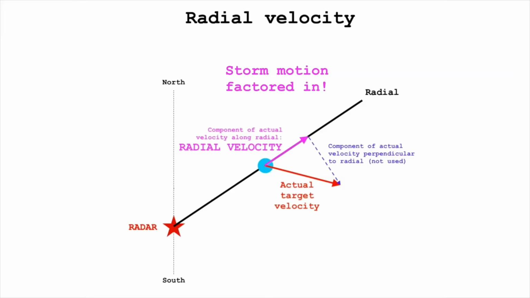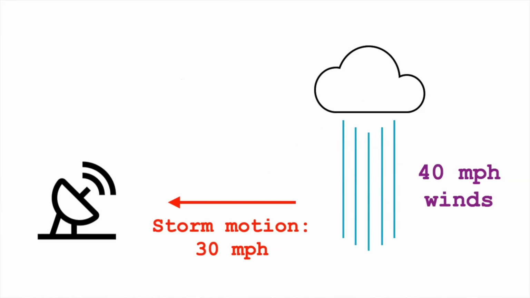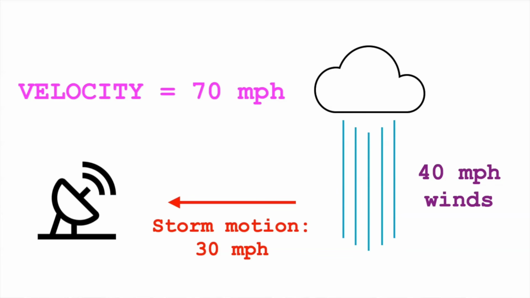velocity measurements. For example, if a target within a storm has a velocity of 40 miles per hour, in essence the storm has 40 mile per hour winds, and the storm is moving directly at the radar at 30 miles per hour, the base velocity product will estimate the target's velocity to be 70 miles per hour, which is erroneous. This can mask rotational signatures like TVSs, making them difficult to analyze properly.